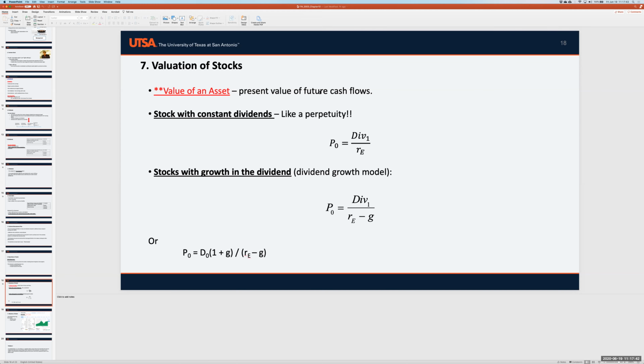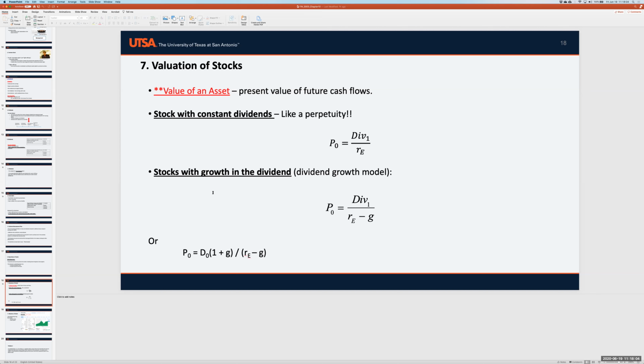Stocks with constant dividends: if the company is paying a constant dividend, the calculation is very easy. It's exactly the perpetuity. You have dividend payments divided by return on equity, and you find the price of the stock at time zero.